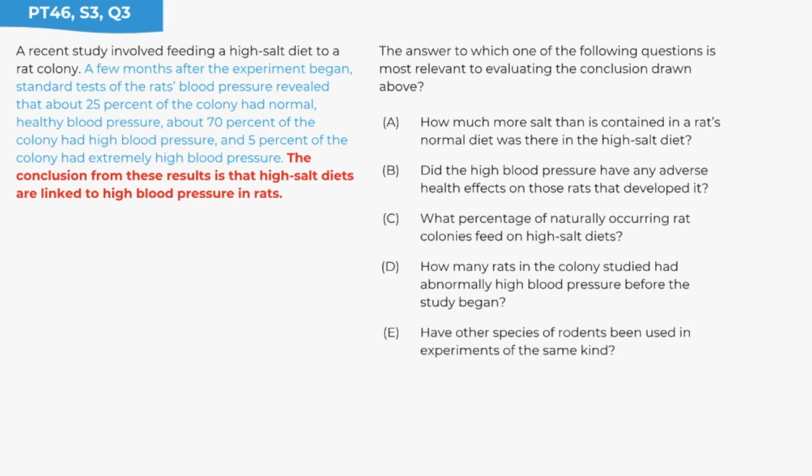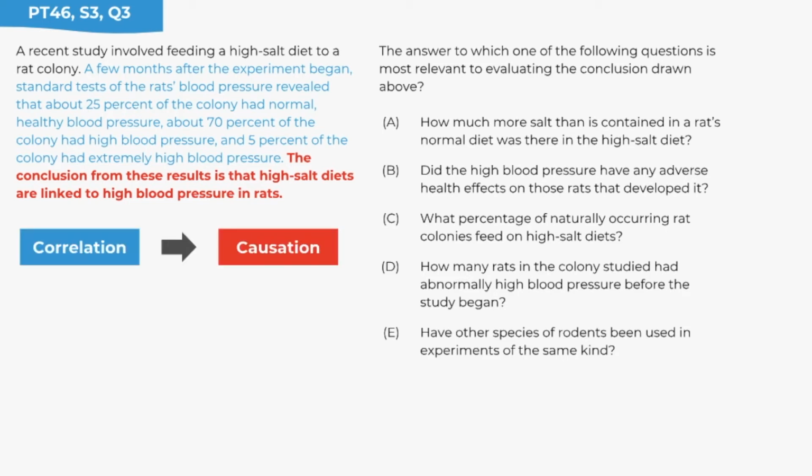Okay, so these rats generally have high blood pressure, and we know that they've been feeding on a high salt diet. Okay, well, so now we've got this correlation between eating this high salt diet and exhibiting high blood pressure. Does that mean that the high salt diet caused the high blood pressure? Maybe it did, but that's jumping from correlation to causation. And we don't necessarily know that the high salt diet caused the high blood pressure. It could have been something else.